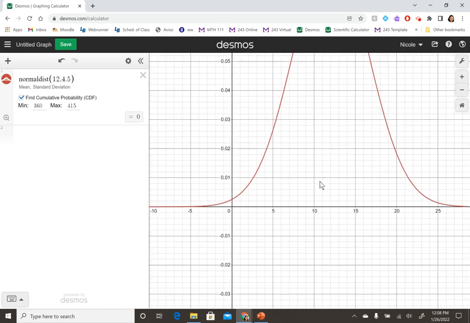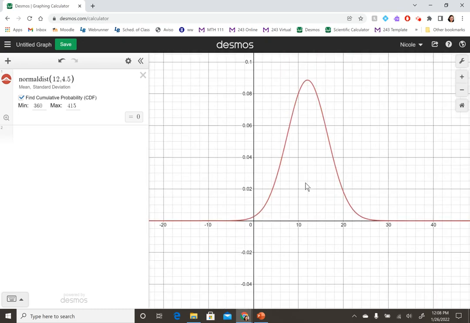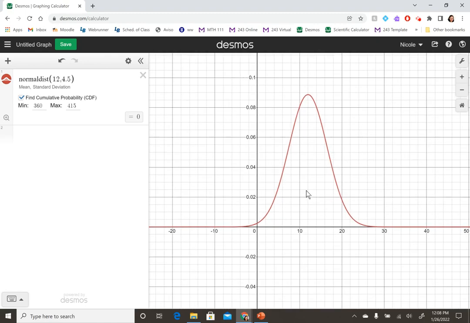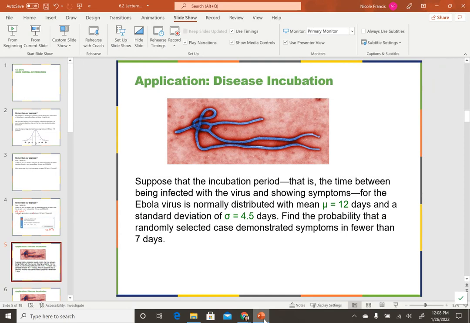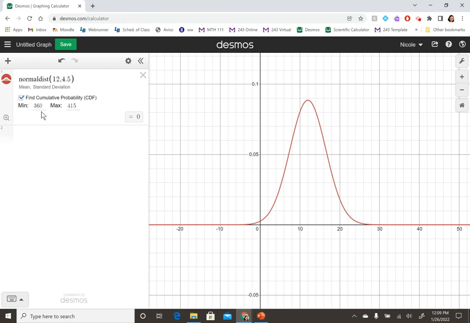Well, we can scroll a bit. This is not too bad. Scroll in. So as long as you get a picture of it pretty good, you can scroll a bit to help you. And now for this one, we wanted to know the probability that the symptoms would show up in 7 days or less. Let's make sure I got that question right. Find the probability that a randomly selected case demonstrates symptoms in fewer than 7 days. Okay, so less than 7.